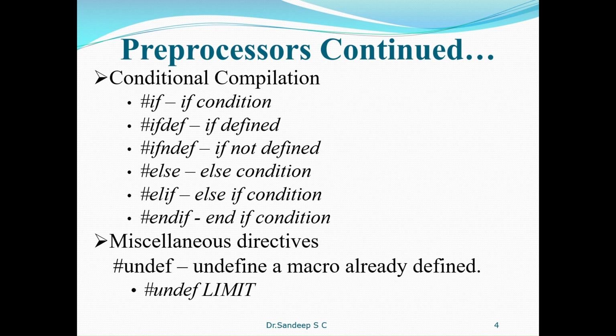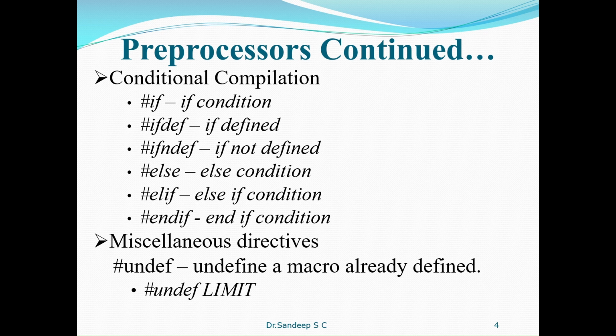Then we have hash else. It is an else statement for the if condition. And else if, it's a nesting of an if condition one inside the other. We can have else if conditions and end if. So the entire block of the if condition ends with the end if. All the instructions will be between these two if and end if instructions.